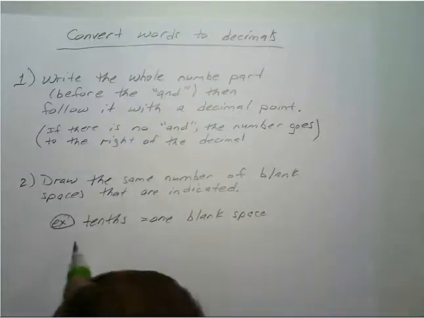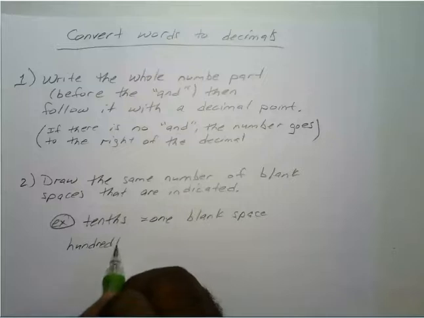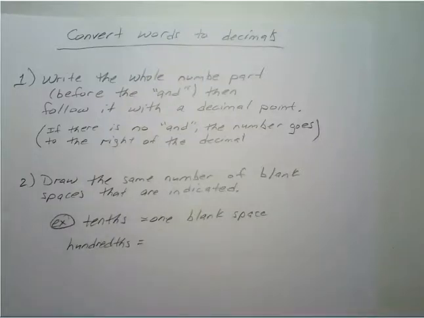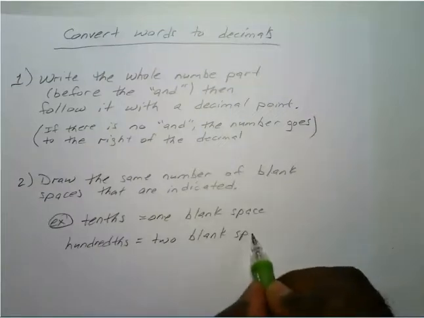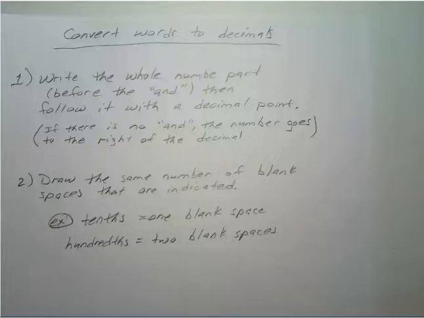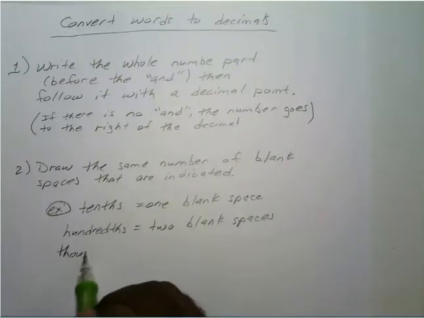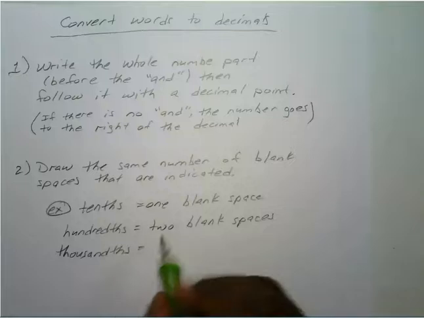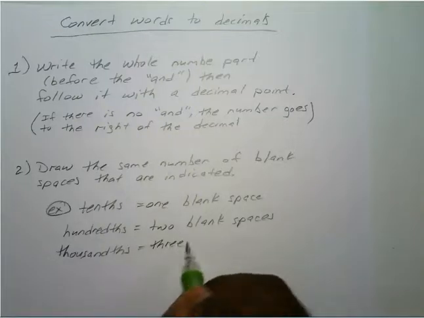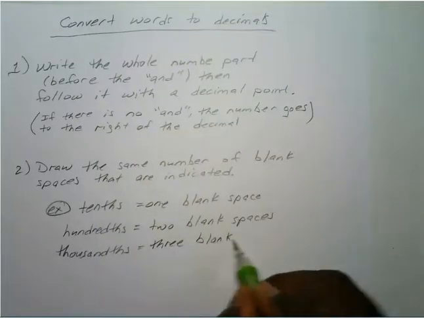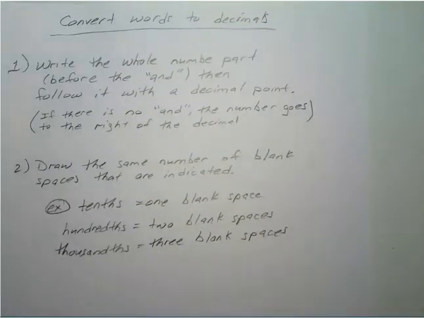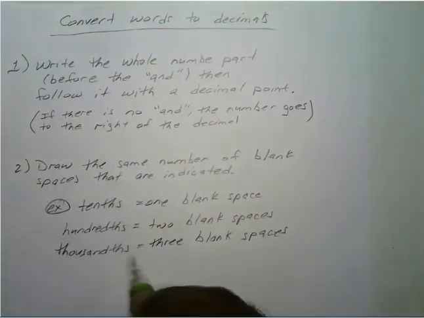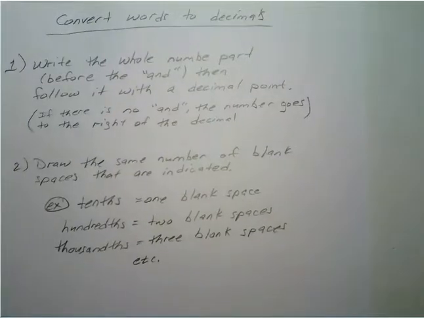If you see hundredths, it's going to be two blank spaces to the right of the decimal. If you see thousandths, that would be three blank spaces to the right of the decimal. If you see 10 thousandths, that would be four blank spaces. If you see 100 thousandths, that would be five blank spaces, and it goes and goes and goes. So it's etc., and so on.